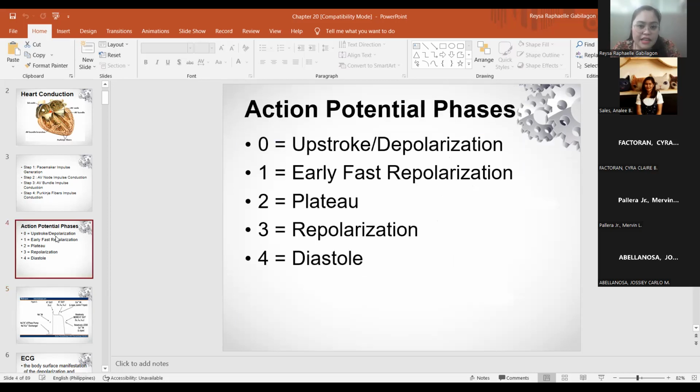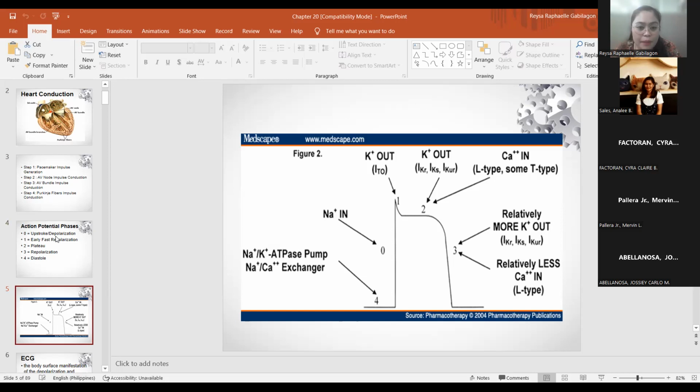So everything starts here at 0, which is our depolarization. And what happens at depolarization, there is sodium intake. Okay, so the cells, the inside of the cells become more positive. That is why there is an upward motion for the waves. And then sa phase 1, we have the early fast repolarization. This is just a quick downward movement of the action potential due to the movement outside of the potassium.